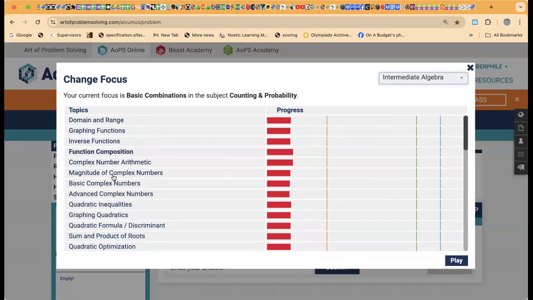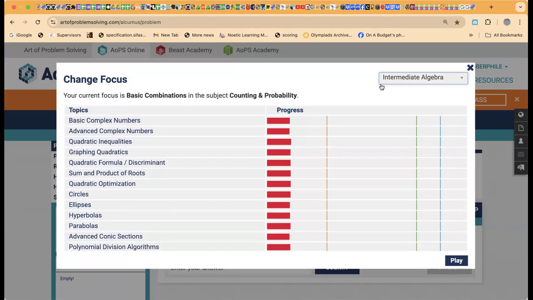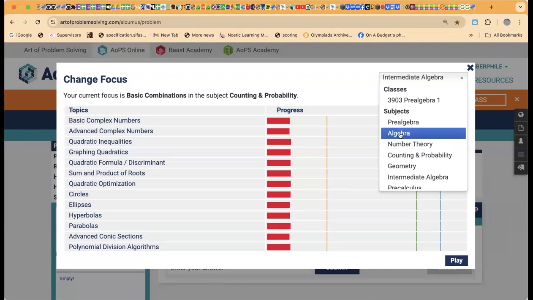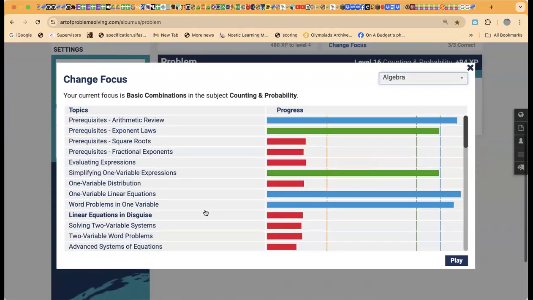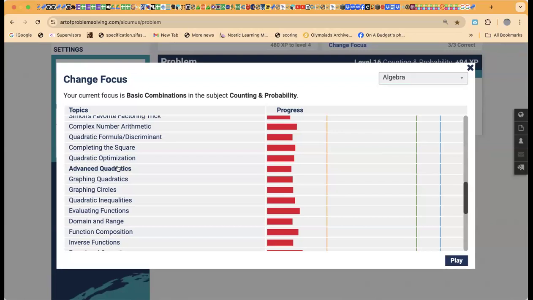Practicing these questions can be the best practice for you other than the homework that we do. Basic complex numbers is what we did today. And see, quadratic formula, discriminant, graphing quadratics. These are the ones that you should be doing. You can also go to just algebra and solve quadratic equations here. There are quadratic inequalities, quadratic optimization here. See, advanced quadratics. This is something you should solve at home.